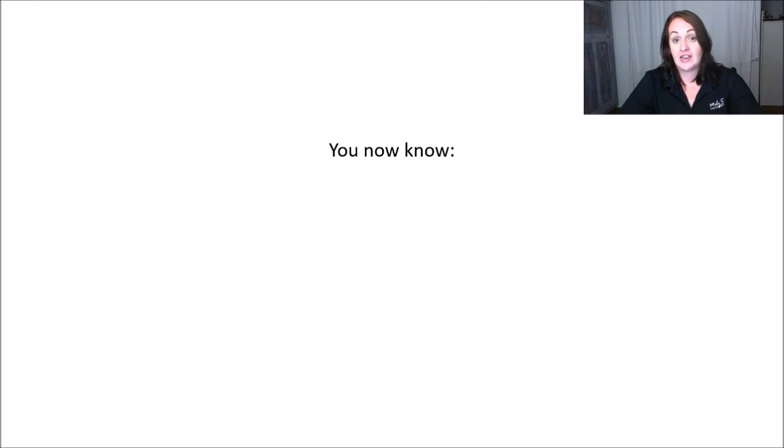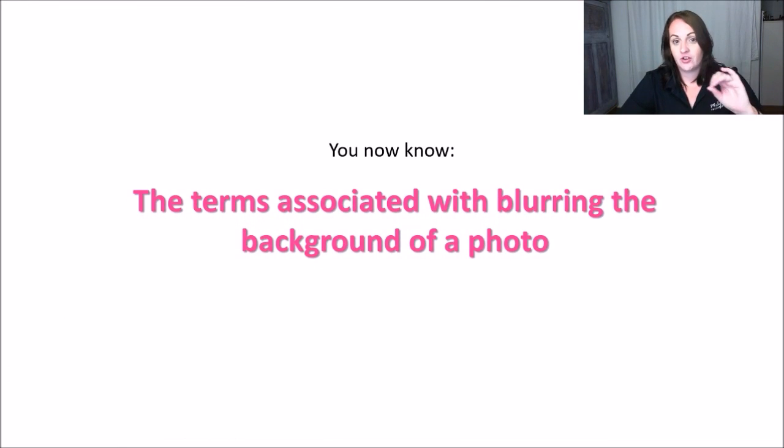Okay, so now you know the terms associated with blurring the background of a photo. So that's aperture, depth of field, and f-stop. Remembering aperture is just how much light goes into your camera. Depth of field is how much of your image is not blurry. And your f-stop is how we tell the camera how much of the image is not to be blurry.